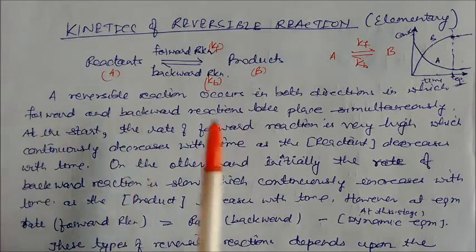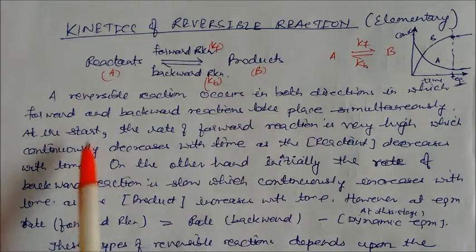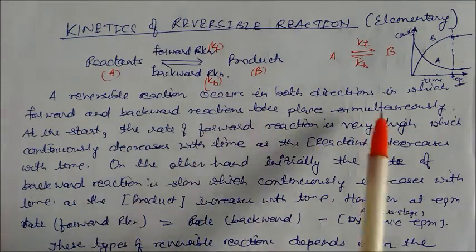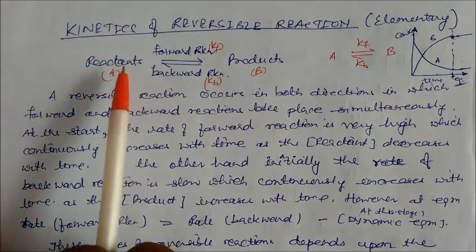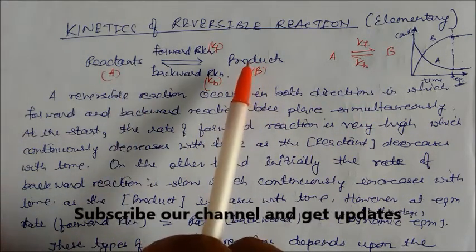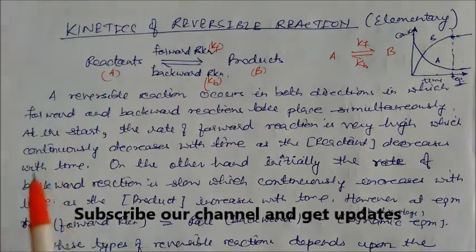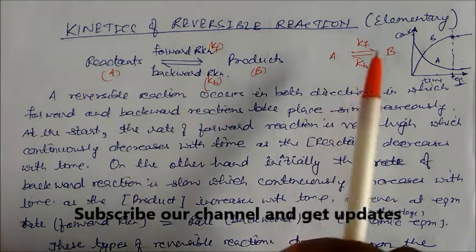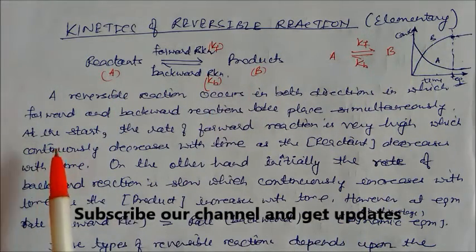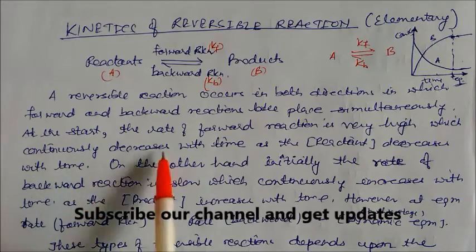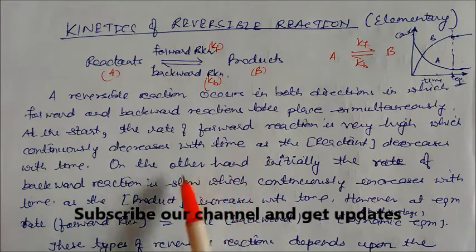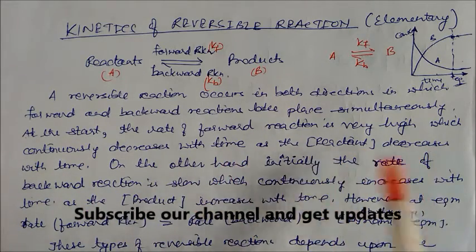So a reversible reaction occurs in both directions, in which the forward and backward reactions take place simultaneously. So both take place simultaneously. This means the reaction going from reactant to product is forward, and from product to reactant is backward, as we have seen in the chemical equilibrium topic. At the start, the rate of forward reaction is very high, and it continuously decreases with respect to time. Why is it decreasing? Because the reactant is also decreasing with respect to time.